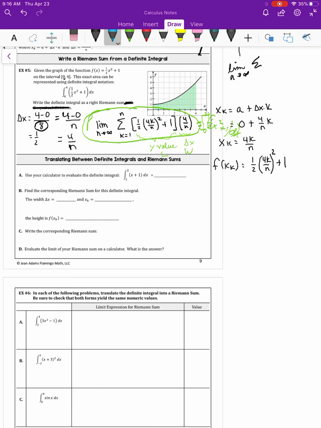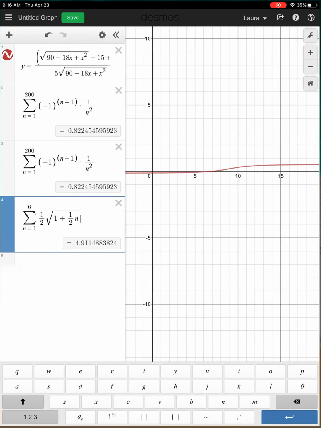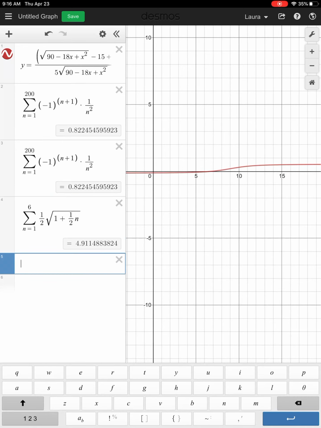I'm running out of space there, guys. But those are exactly equal to one another. That is your definite integral written as a right Riemann sum. So I'm hoping that I crossed those out and that's what your paper is. I'm praying, because I thought my notes would make more sense, but they don't. Okay, translating between definite integrals and Riemann sums.